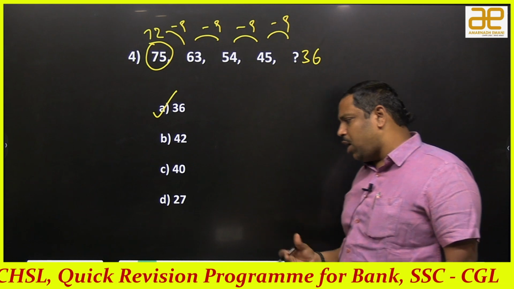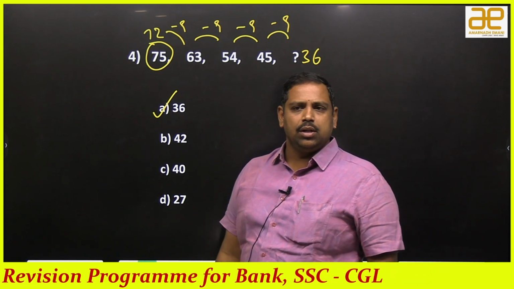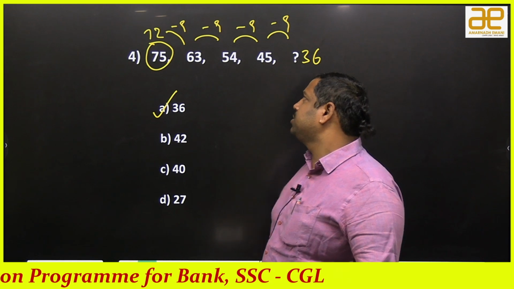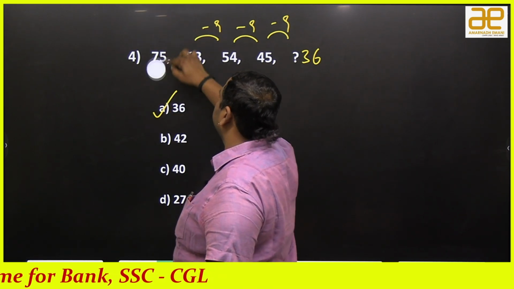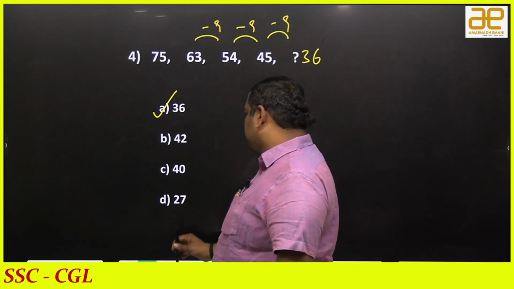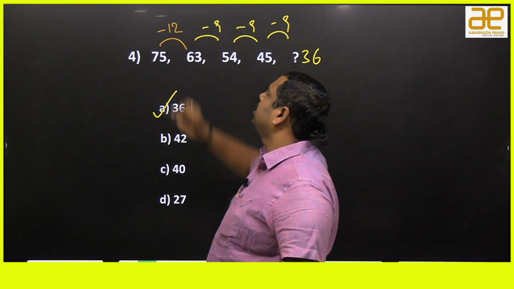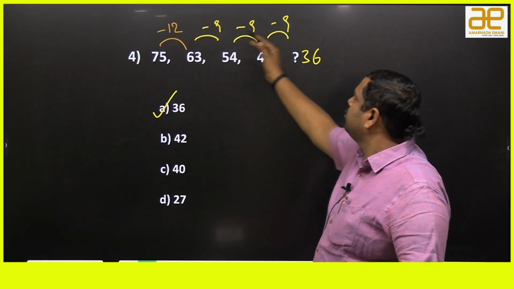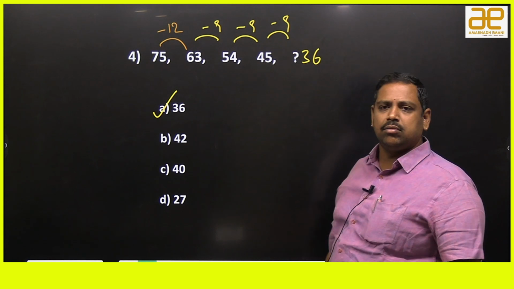But we will have a small doubt whether the question is really wrong or not. Am I right or wrong? This is the point you have to observe. Coming to the reality, this is not a wrong question. This is a correct question only. If it is a correct question, the problem you will face is, sir, 75 to 63 means it is reduced by 12. Sir, all are reducing by 9, only this is reducing by 12. So how can you say that this question is correct?